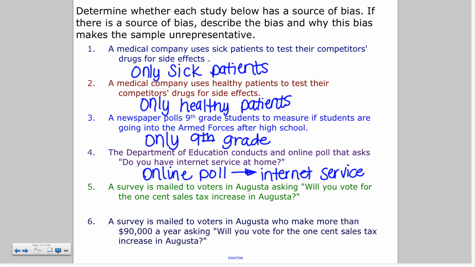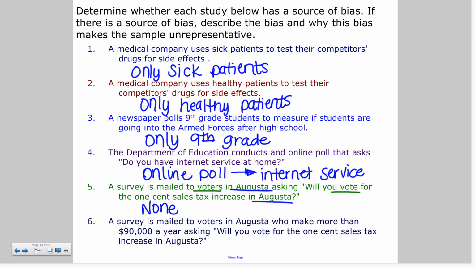Number 5, a survey is mailed to voters in Augusta asking, will you vote for the 1-cent sales tax in Augusta? All right, so we're asking people in Augusta about something going to happen in Augusta, so that is fine. It's also mailed to voters that are going to vote, so that is fine. So in this one, there is no bias, so there is none. Okay?